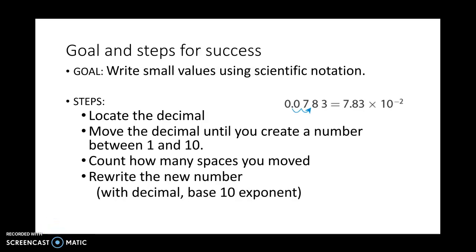Here's your goal and steps for today. We're going to be writing small values using scientific notation. First, we're going to locate the decimal. Then we're going to move the decimal till we create a number between 1 and 10. Then we're going to count how many spaces we moved and rewrite the new number in base 10.